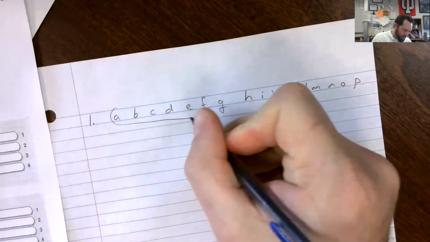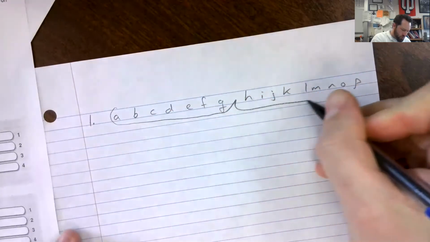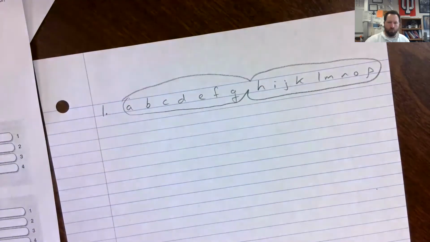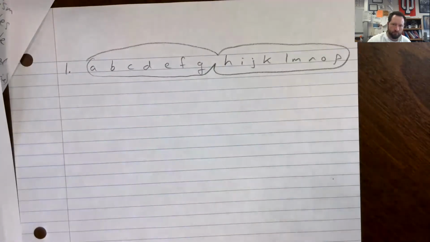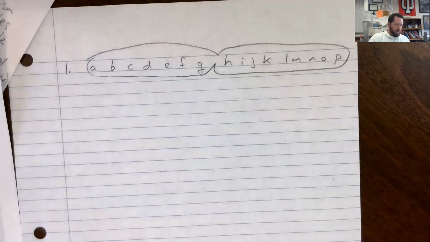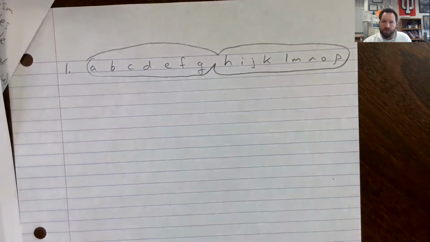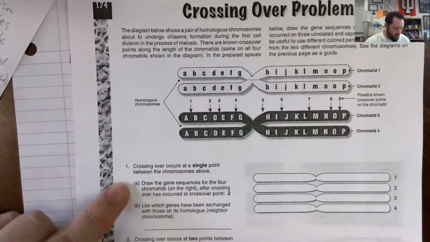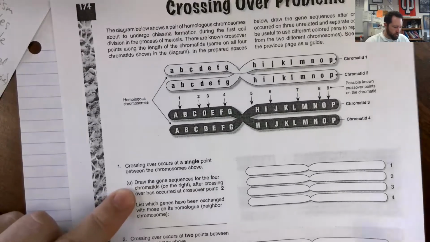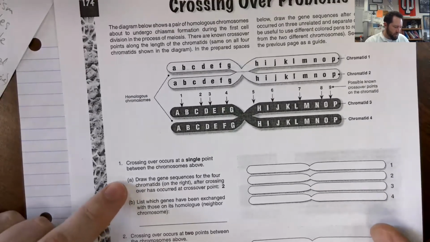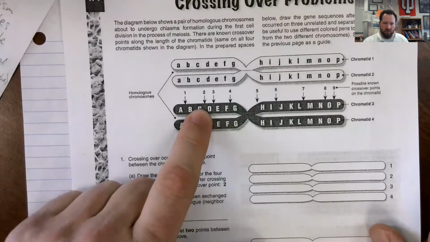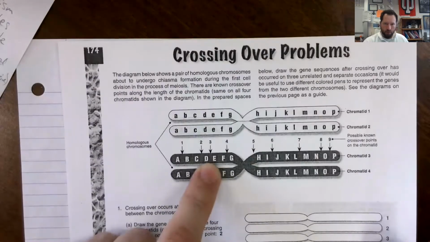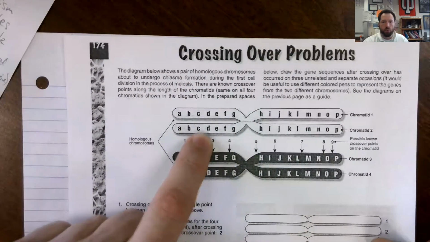Now that I've got my letters, I'll go ahead and draw the chromosome. Now the next chromosome. This is where crossing over is going to occur. The problem here, number one, tells us that crossing over is going to occur at point 2. I took a look at point 2, and point 2 is between C and D. So it's going to be in the same location up here, between C and D.